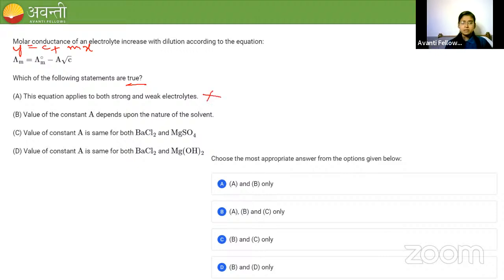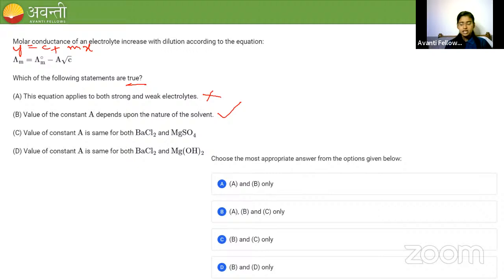Then coming to statement B, the value of this constant A is nothing but the slope, and that slope depends upon the nature of the solvent which we are using. This is a theory-based statement, so that statement is correct. The slope value depends upon the solvent which we are using for dilution. So if you do not know this, try to take this point in your notebook under the conductivity topic which we have discussed.